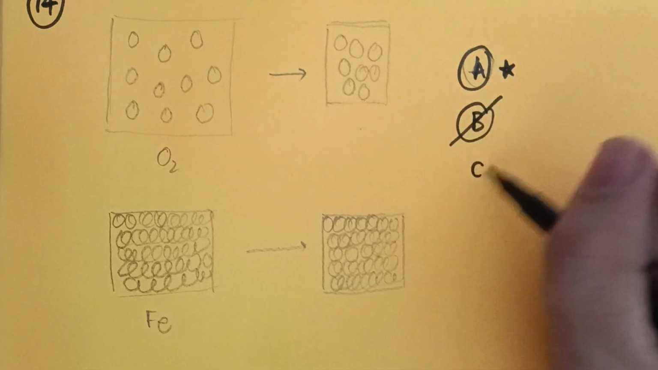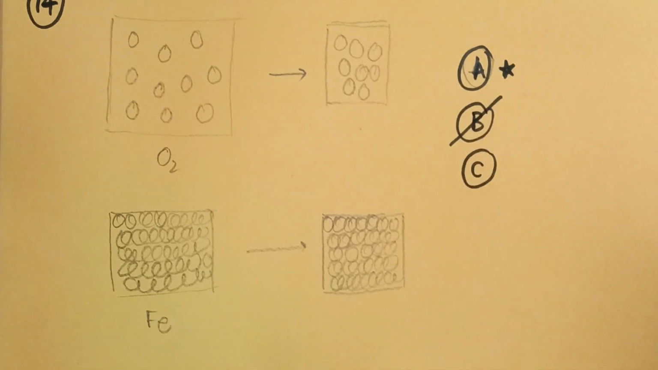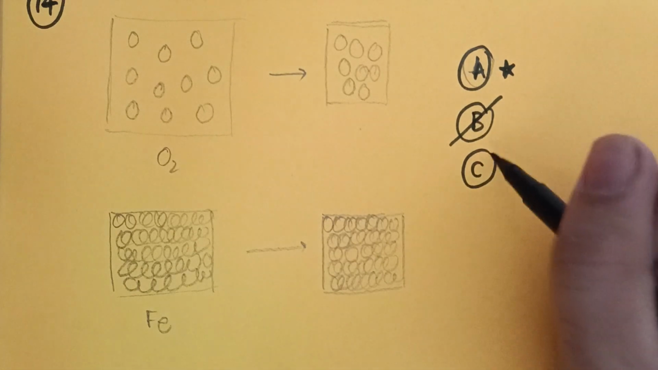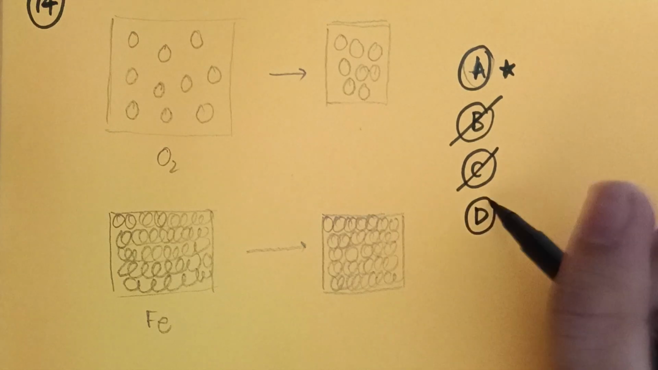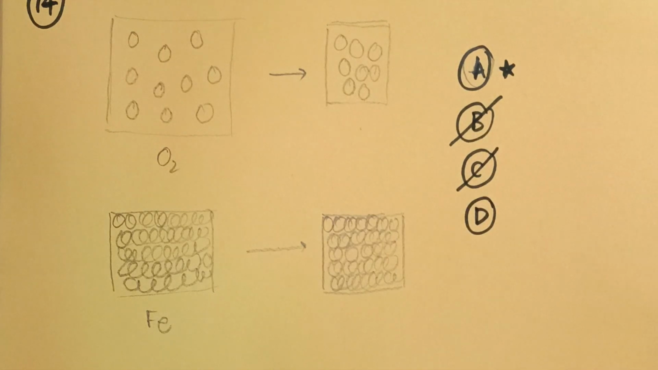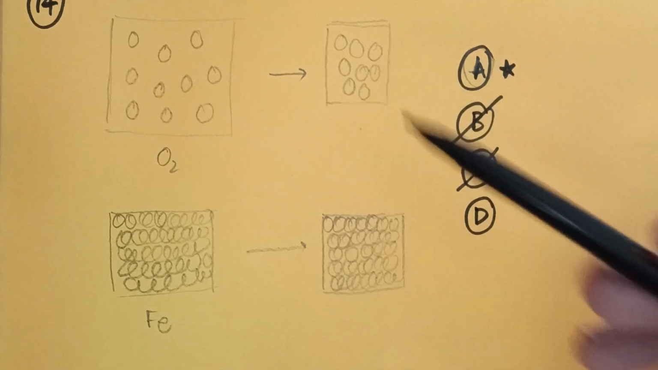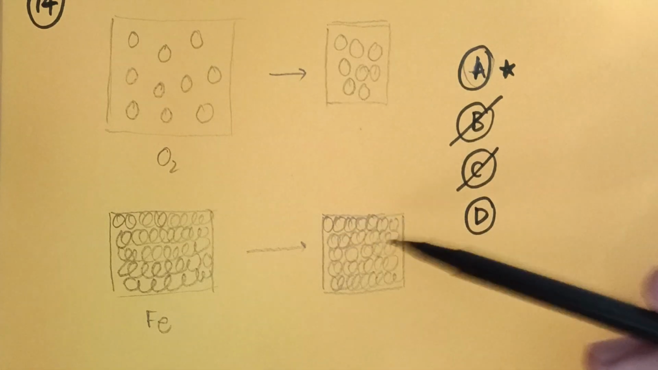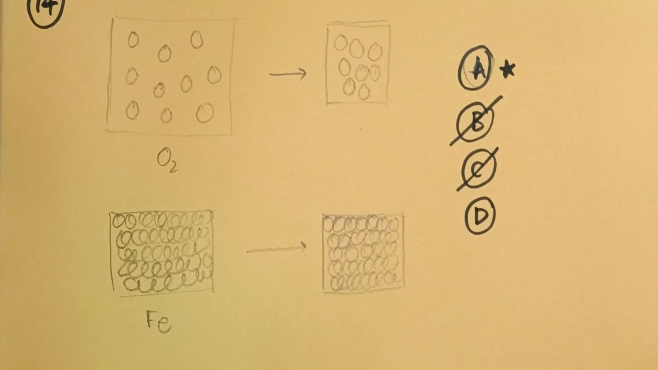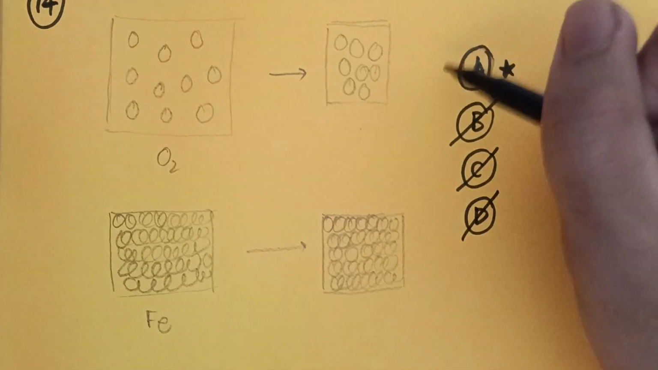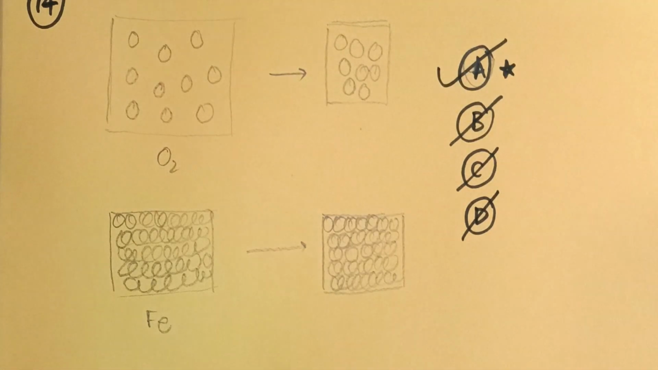Option C says the iron particles can be magnetized. We don't care about magnetism. We are talking about compression. Magnetism doesn't come into play. So C is wrong. Option D says the iron particles have less average kinetic energy. Now, this again is true, but we don't care about it because kinetic energy does not have relation to compression. The thing we care about is atoms being close together and being difficult to compress. So D is also wrong. So A is our answer.